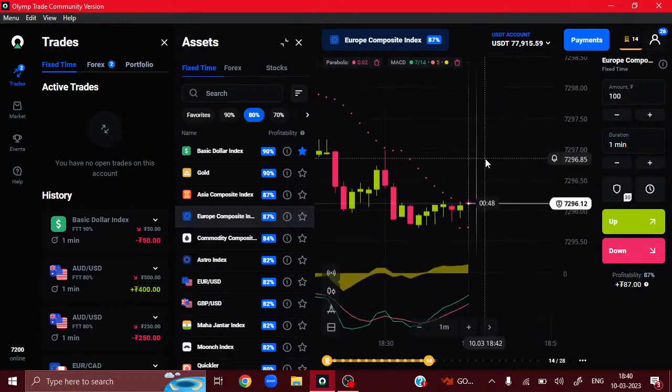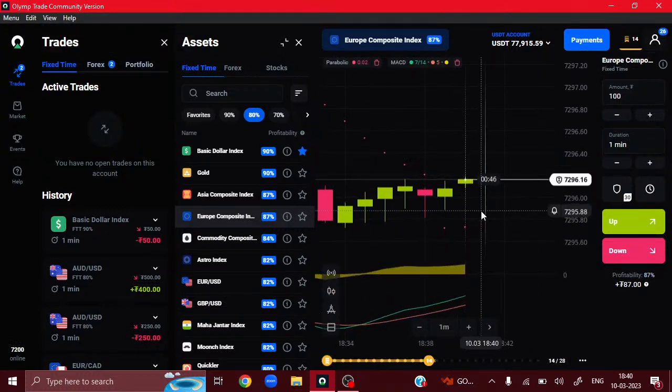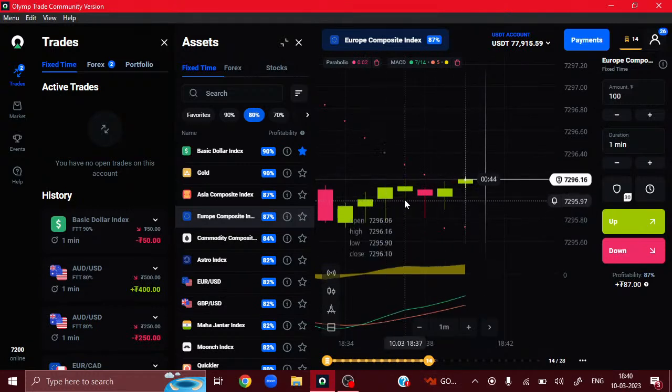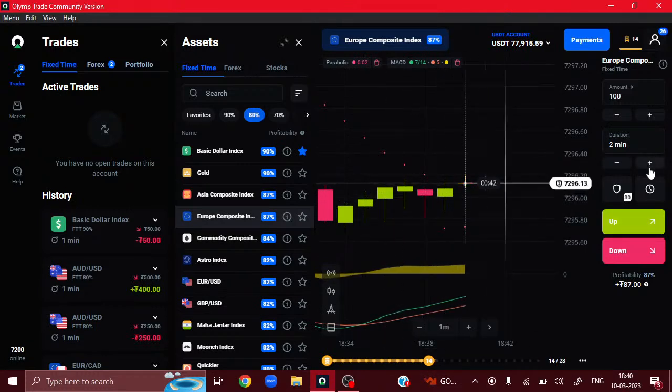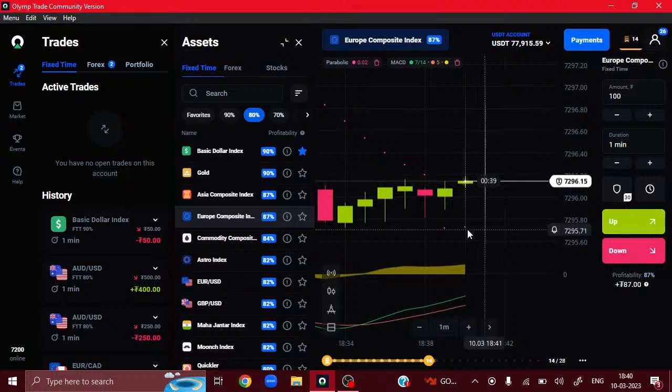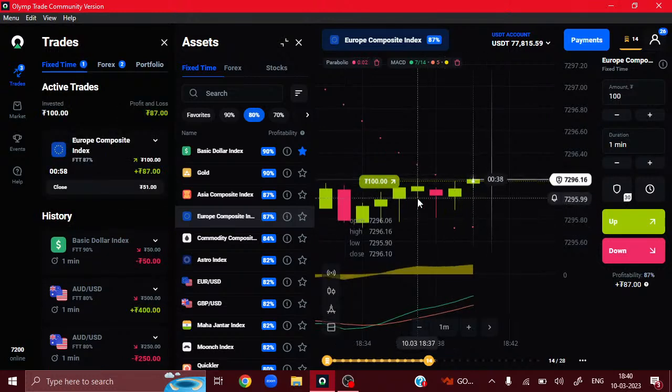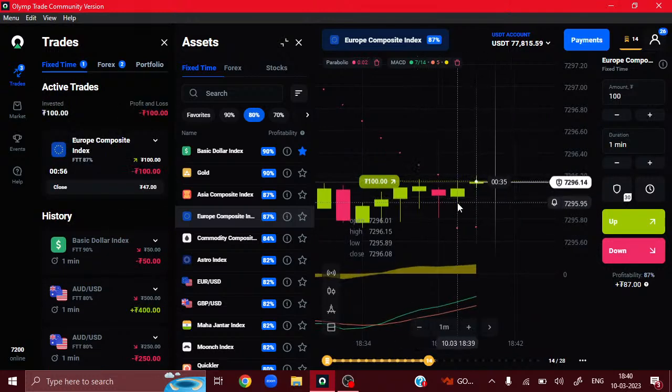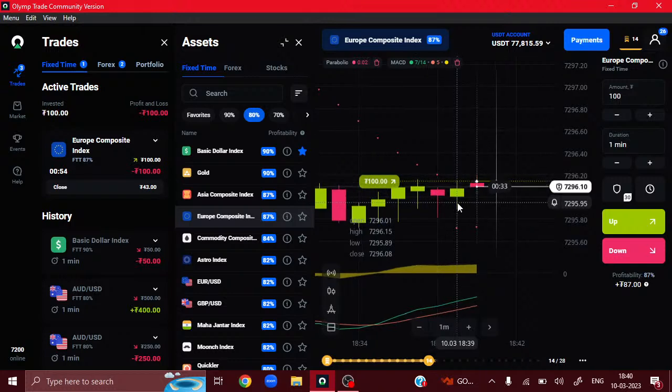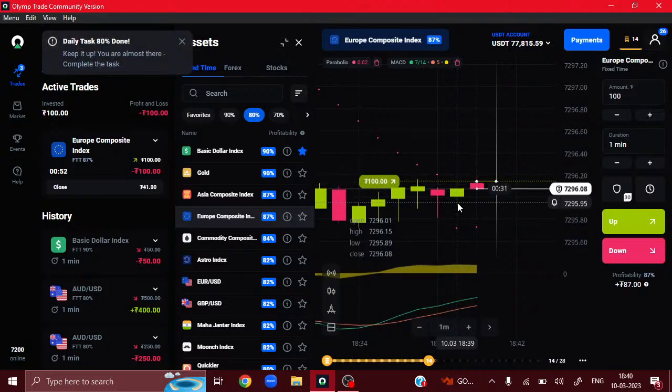Okay, in Europe Composite Index, we can see that the parabolic dot has recently shifted. Also, we can see that the candles are getting rejections from below. So I think it is a good opportunity to enter into an upside trade here. Again, the time frame I'm selecting here is 1 minute. Guys, you can change the time frame. You can diversify the duration of your trades to 1, 2, or maybe 3 minutes also.